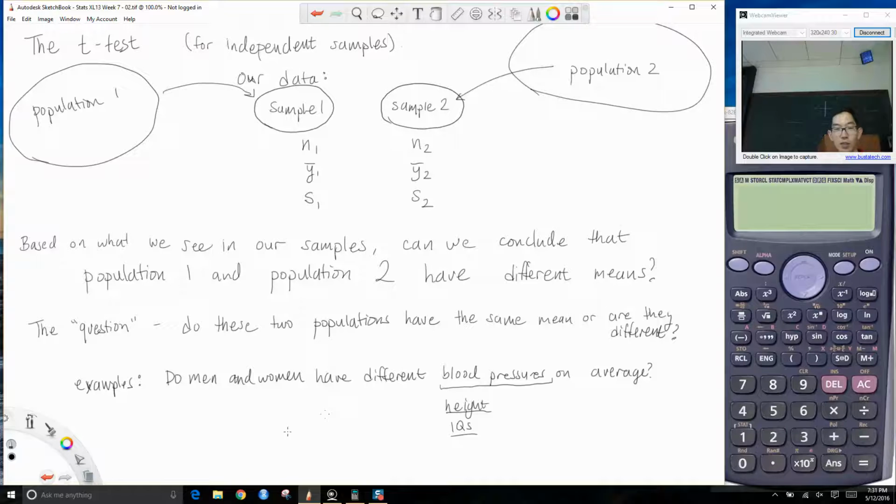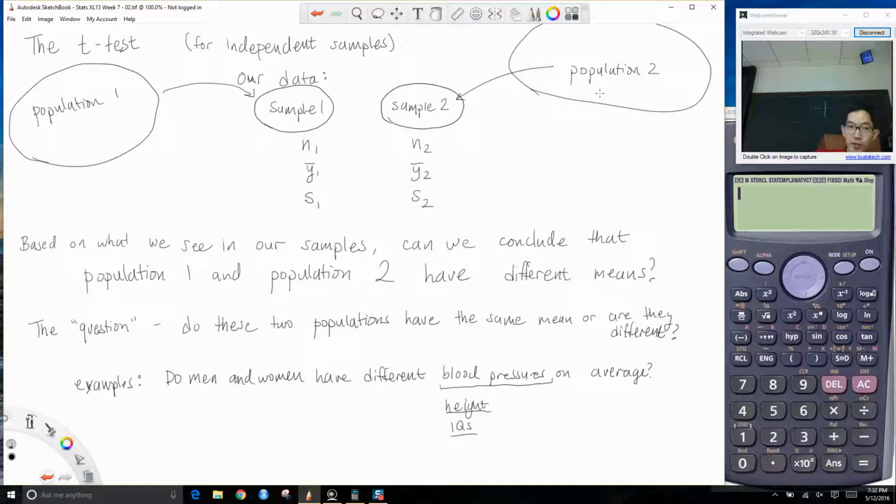Or do people who use Apple products, are they any different from people who use PC or Android or something like that? You could just ask these questions about two different groups of people or things, whatever it might be, and we'll look at a sample of data. Can we make conclusions about the population here? Okay.